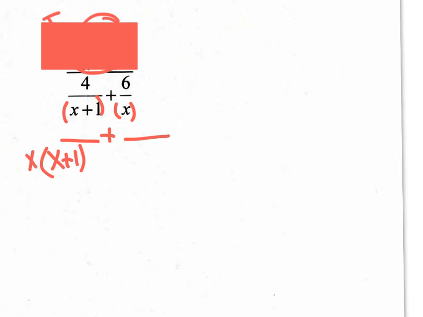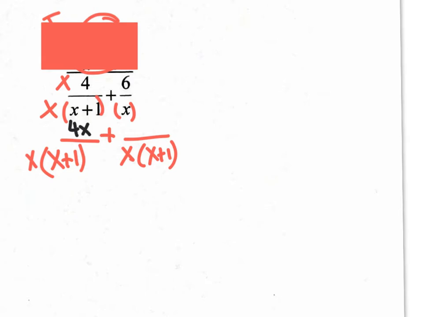And let me put an x out in front better. x times x plus 1. x times x plus 1. Okay? So how do we change x plus 1 to become x plus 1 times x? Well, you obviously have to multiply the bottom and the top by x, and we end up with a 4x up here on the numerator.